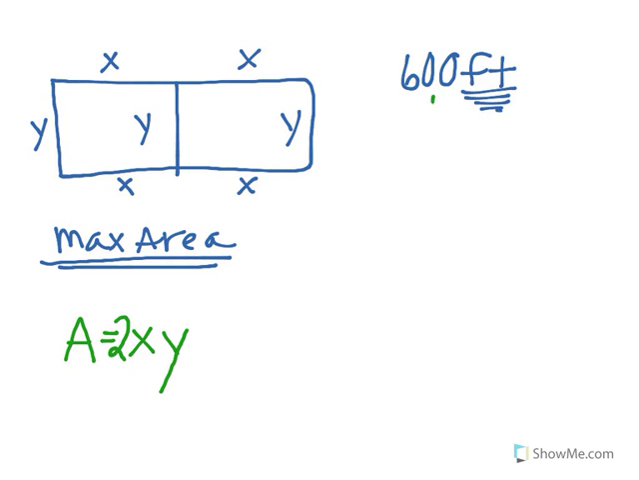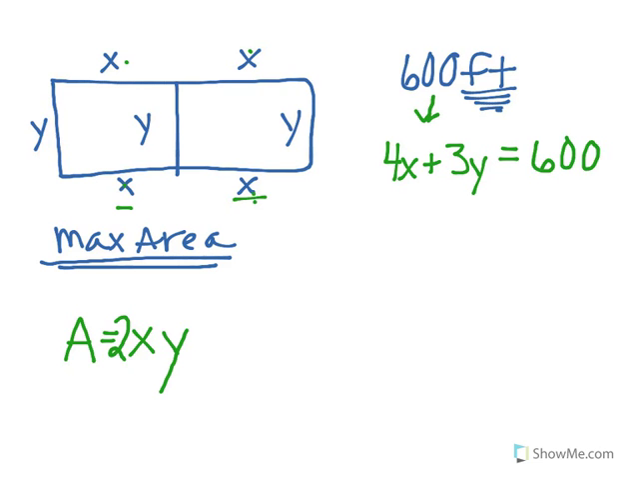Now I've got the condition. 600 feet is the perimeter. So the question is, how much perimeter do I have? Well, I'm going to add them up. 1, 2, 3, 4. I've got 4 x's. 4x plus 3y equals 600. So whether I drew 2 x's here or 1x, I'd have to account for it somewhere in the equation. I'm going to leave it just like this.